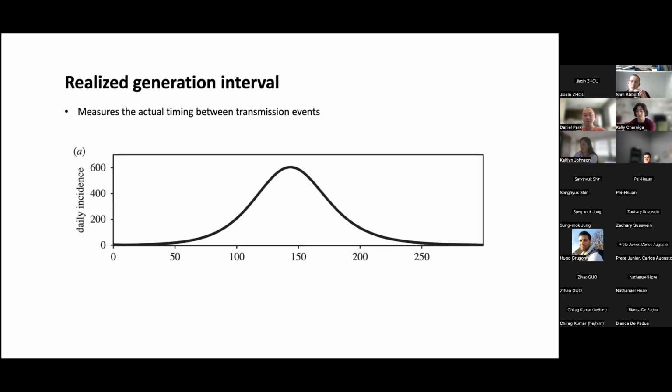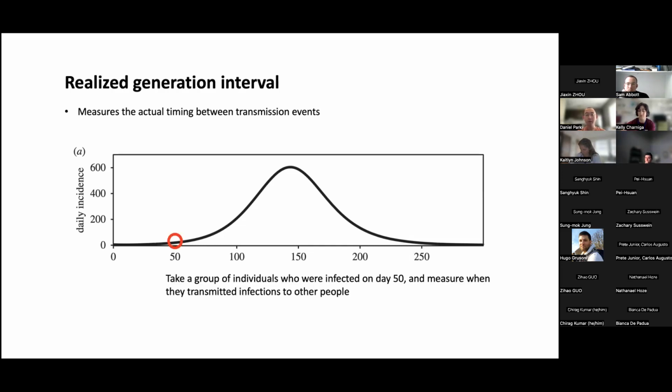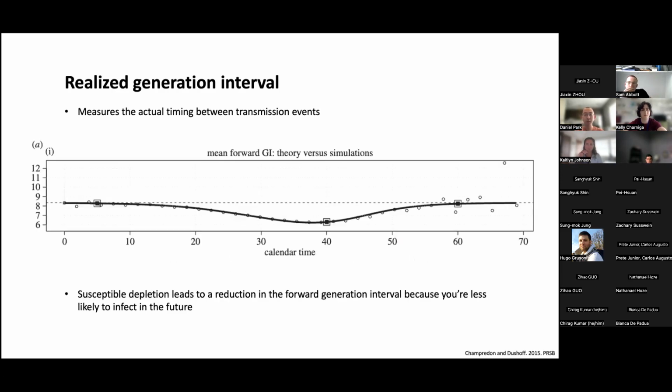But instead, something a little more concrete is the realized generation interval, which measures the actual timing between transmission events. So for example, let's imagine we have an outbreak that looks like this, a very typical trajectory that goes up and down. Then imagine we take everyone who was infected on day 50 and measure when they transmitted their infections to other people. So now we're looking at actual transmission events. In particular, we're starting from the infectors who were infected on day 50 and going forward in time, and then asking when they infected someone else. We call this the forward generation interval distribution.